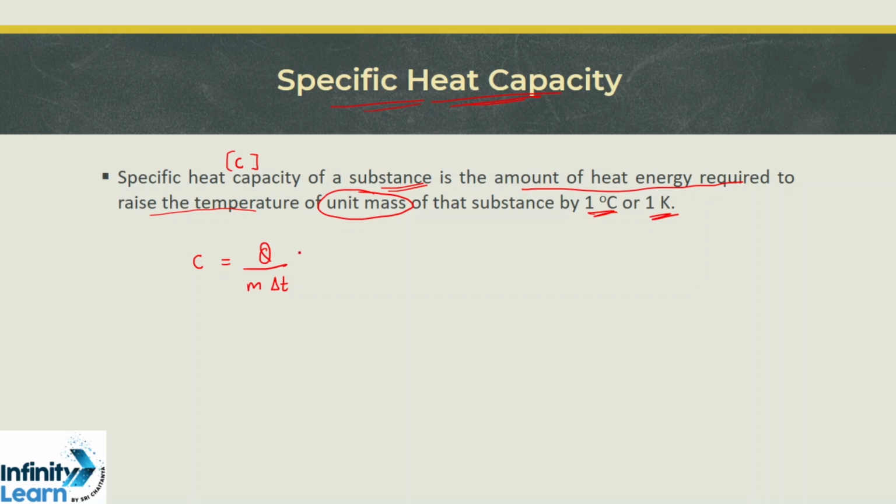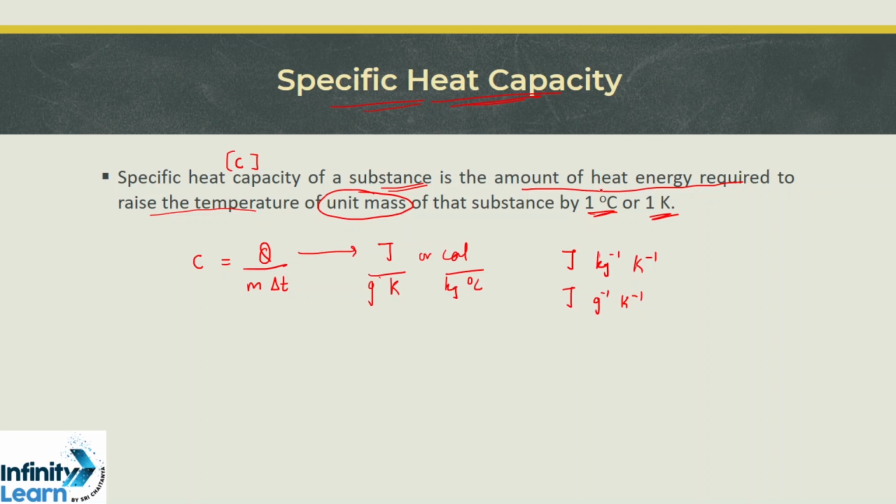Once again, for units, the amount of heat has unit joules or calories, mass will have unit gram or kg, and temperature will have unit Kelvin or degree Celsius. So we have multiple possible units over here. The first one will be joule per kg per Kelvin, or you can write it as joule per gram per Kelvin, or it can also be written as joule per kg per degree Celsius or joule per gram per degree Celsius.